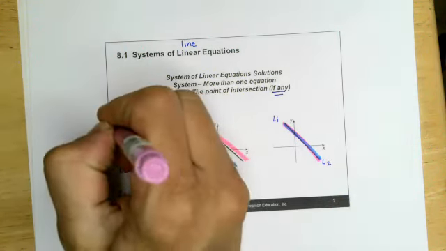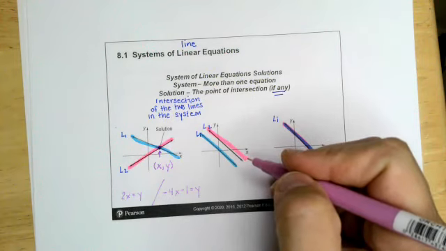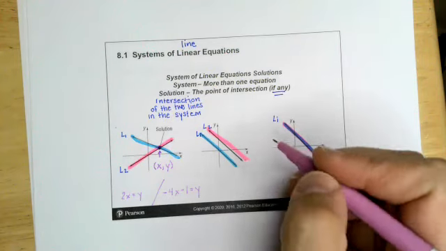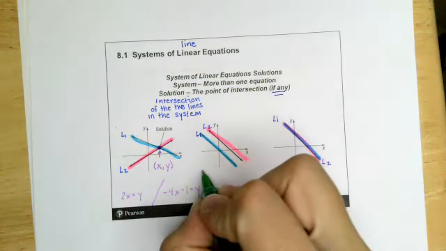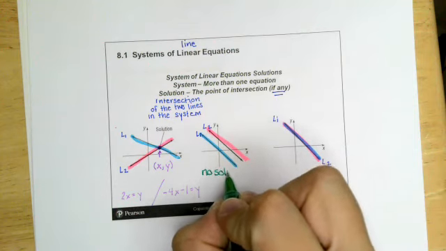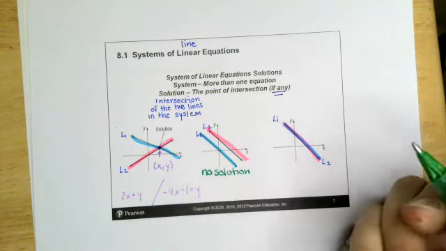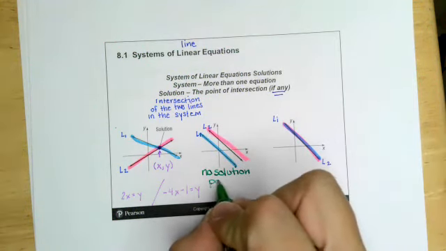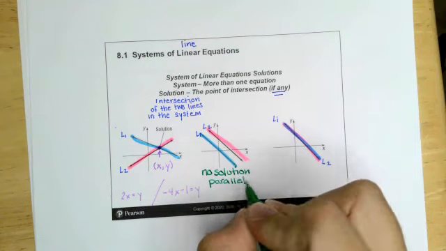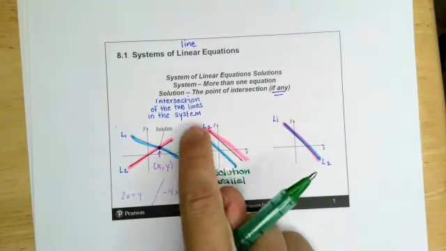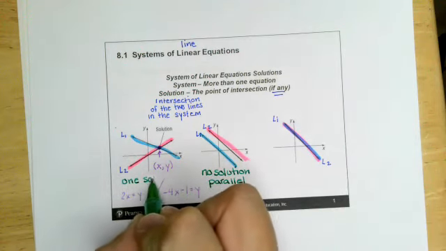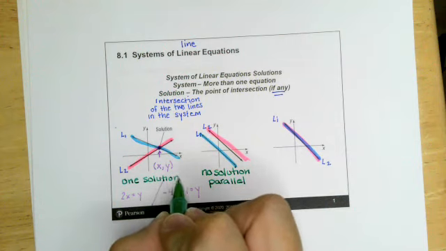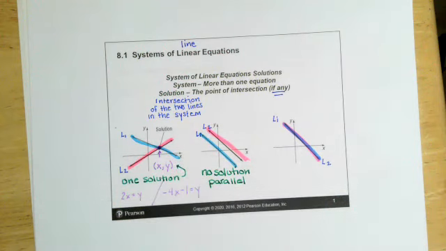That's scenario one. Scenario two is they are parallel. Parallel lines never intersect each other, so this would be no solution, because they are parallel. So there will never be an x and a y point that is true for L1 and L2. This is one solution, and the one solution is where they cross, the intersect.